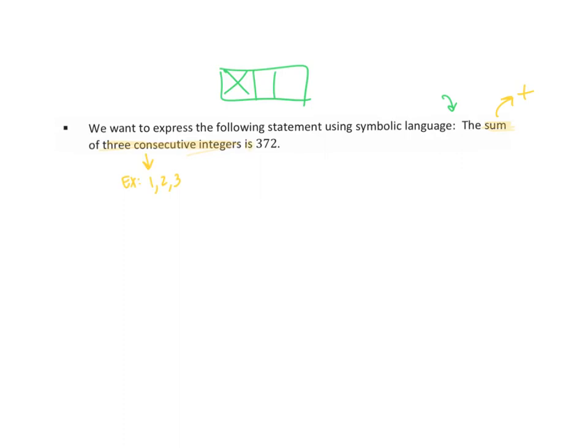Is, this word means equals. And obviously our equals is 372. Okay, I have read for my second time. Now I'm ready to read for my third time and define my unknown variable. What do we not know here? What information is missing? Okay, the sum of 3 consecutive integers is 372. So the only piece of information I don't know for sure is what are these integers.